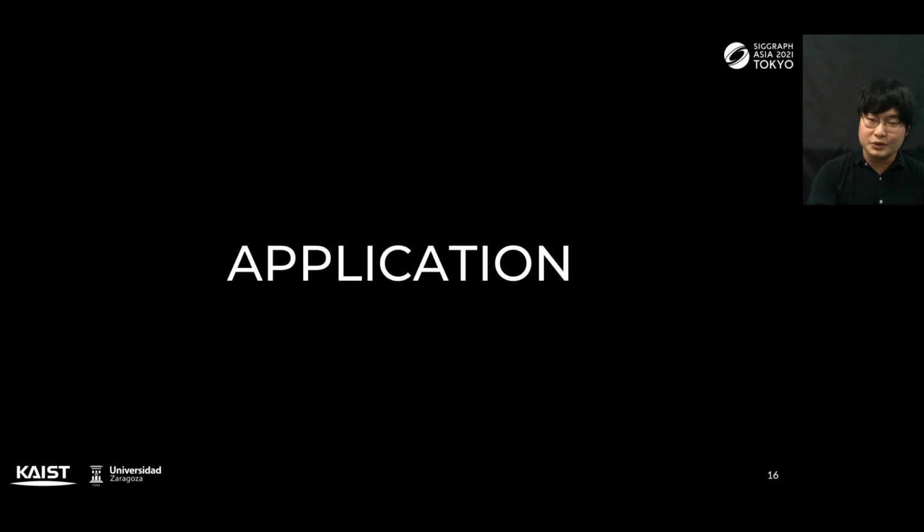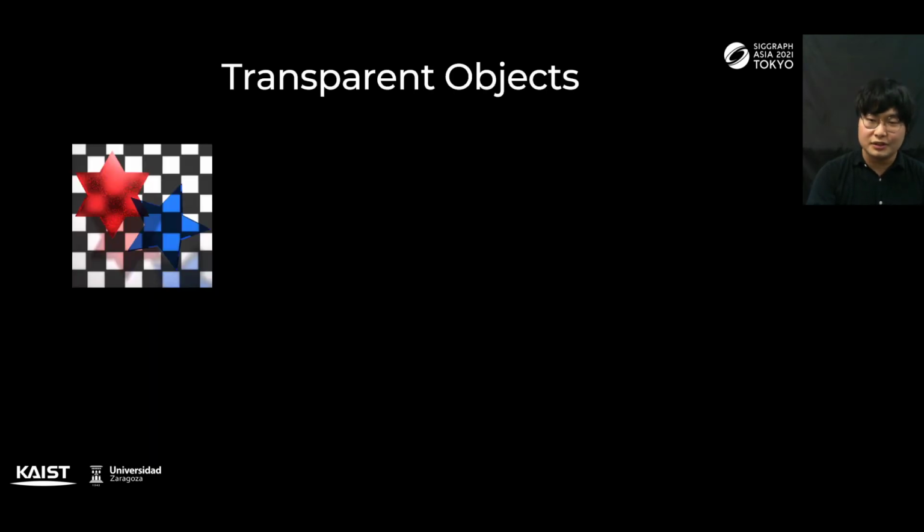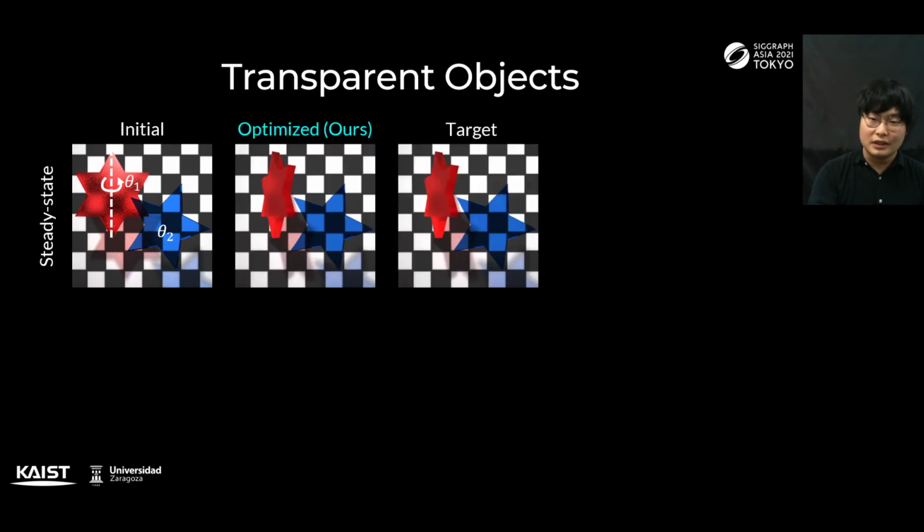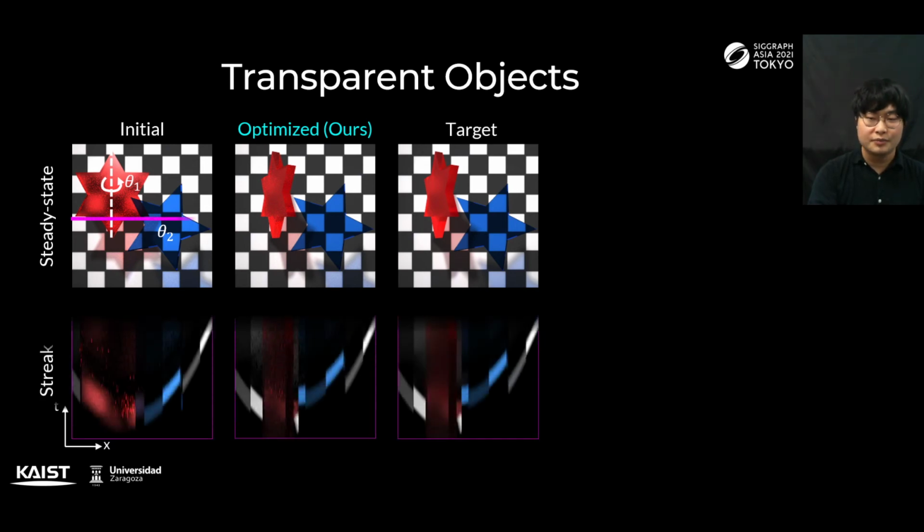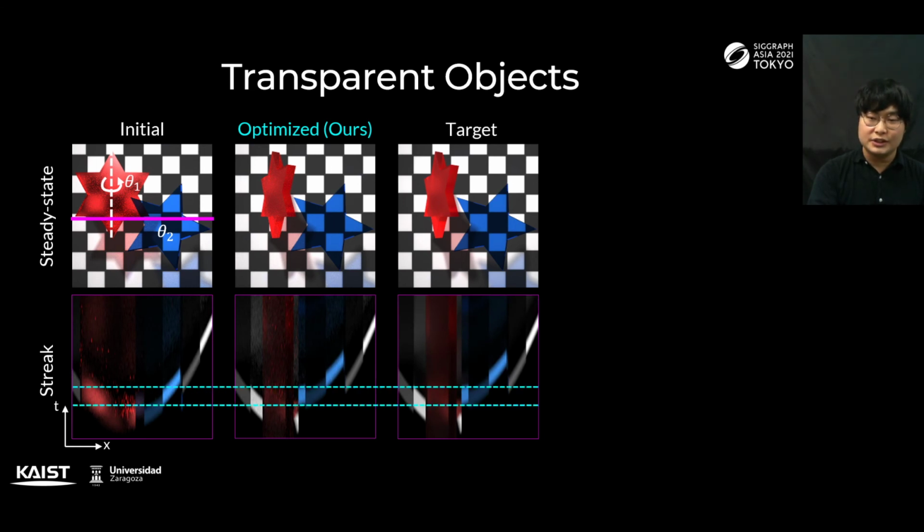Now we will introduce the inverse rendering application results. First, we are estimating a rotation angle and a refractive index of transparent objects. After optimization steps, we observe that the parameters have converged, as shown in steady-state images, streak images in xt coordinates, and residual values.